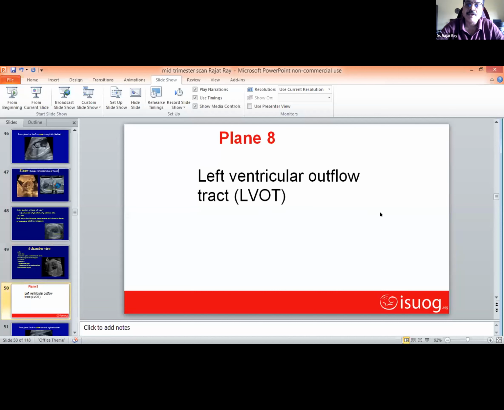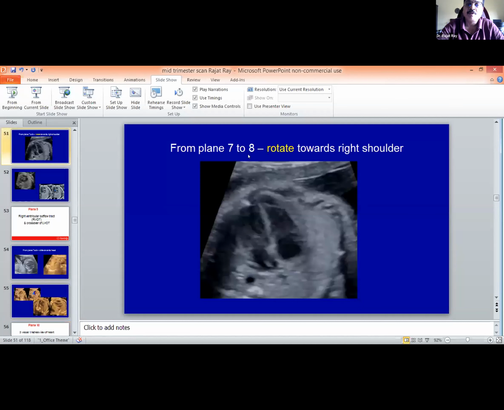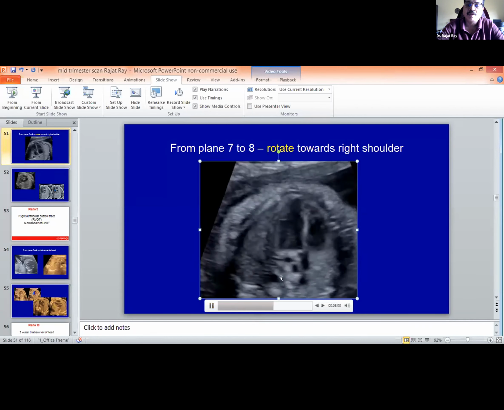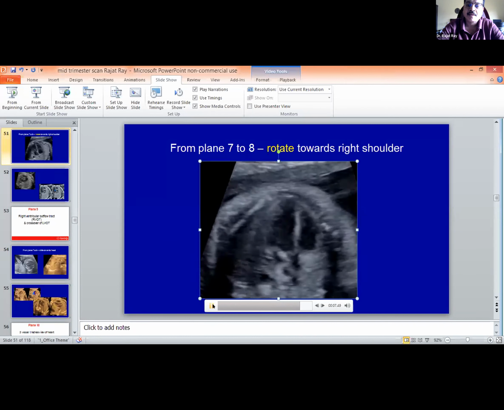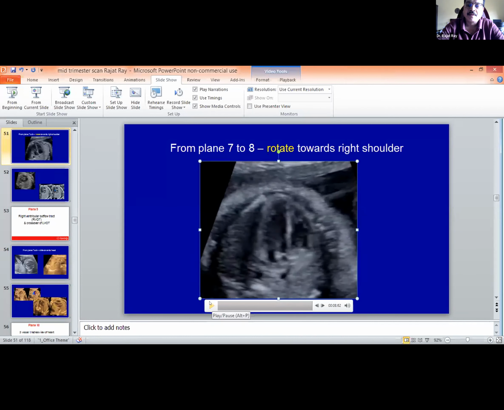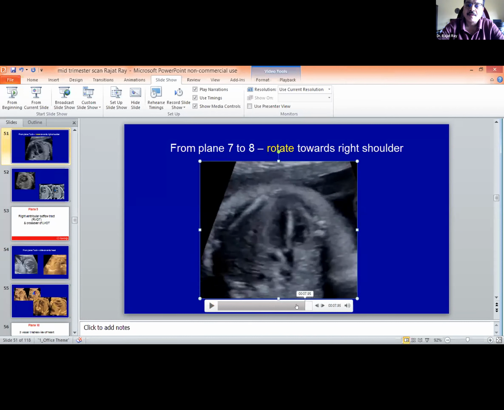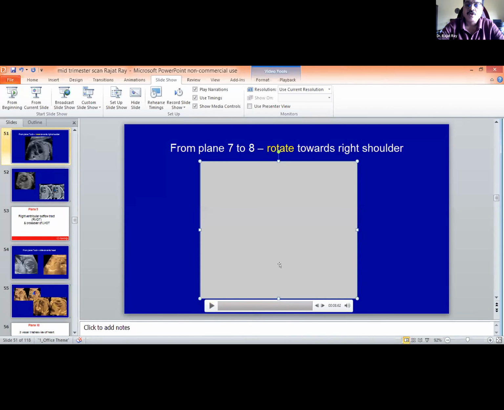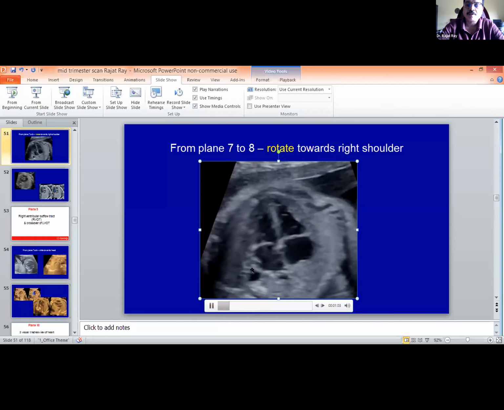Then plane 8 is the left ventricular outflow tract. So from plane 7 to 8, rotate towards the right shoulder because the aorta goes towards the right shoulder. So you just rotate your probe from four chamber towards the right shoulder, you will get the aorta. In real time, you look for the opening and closing of the aortic valves.